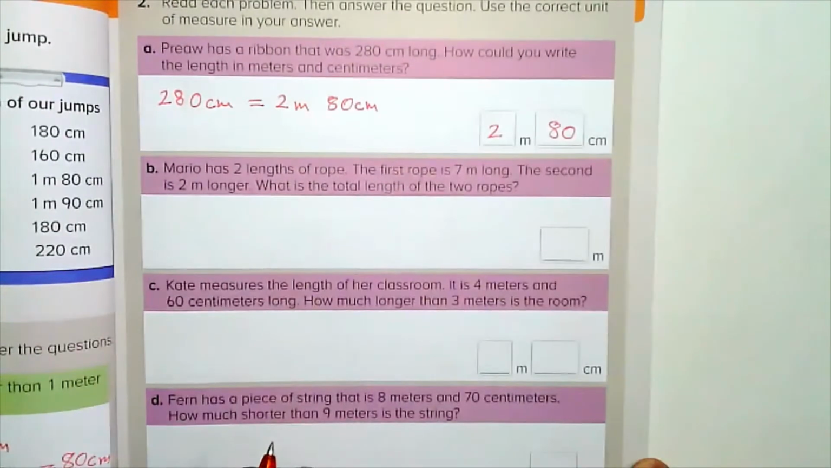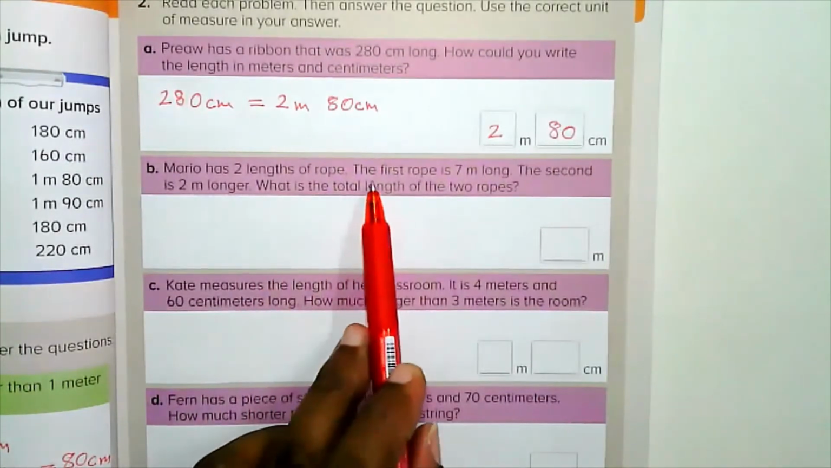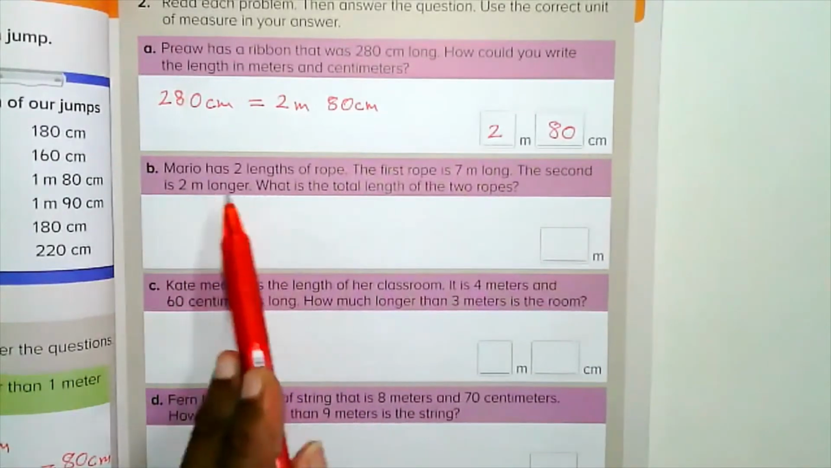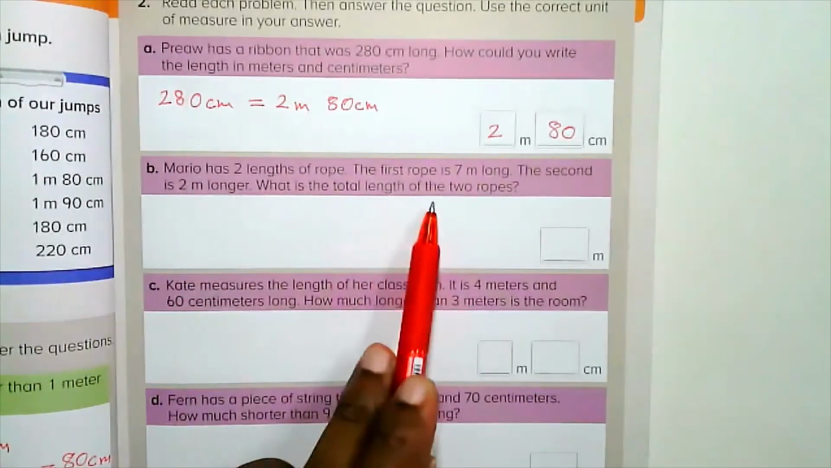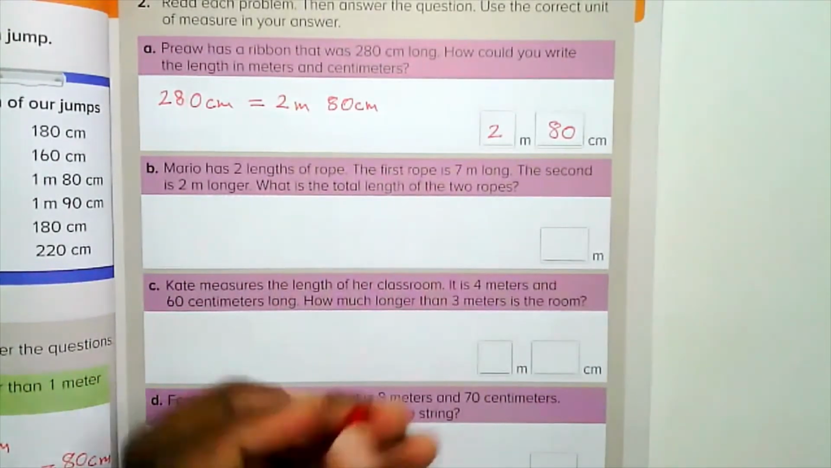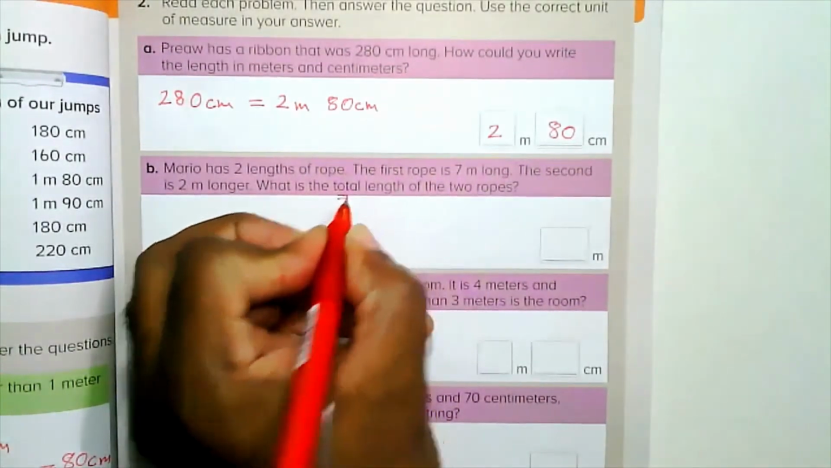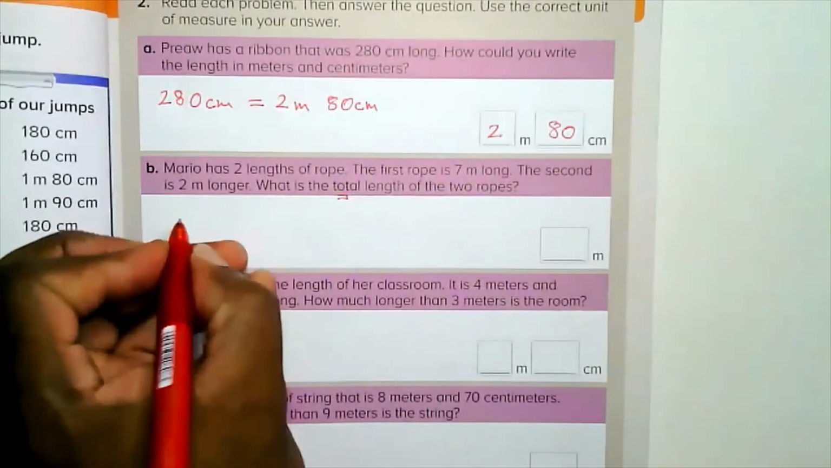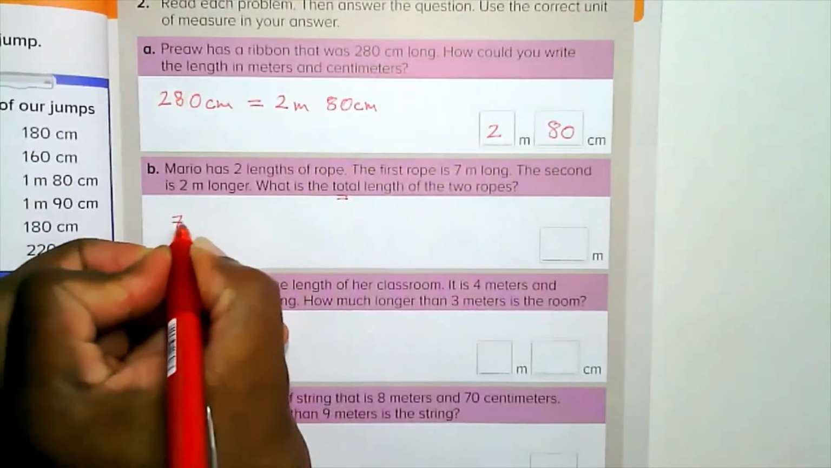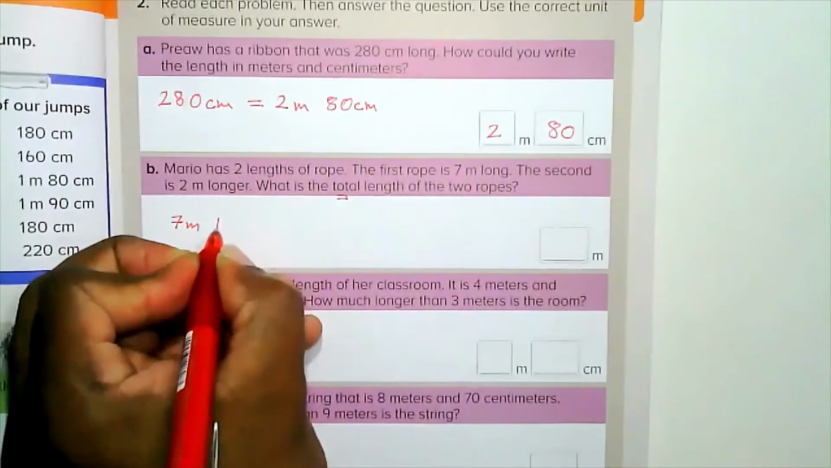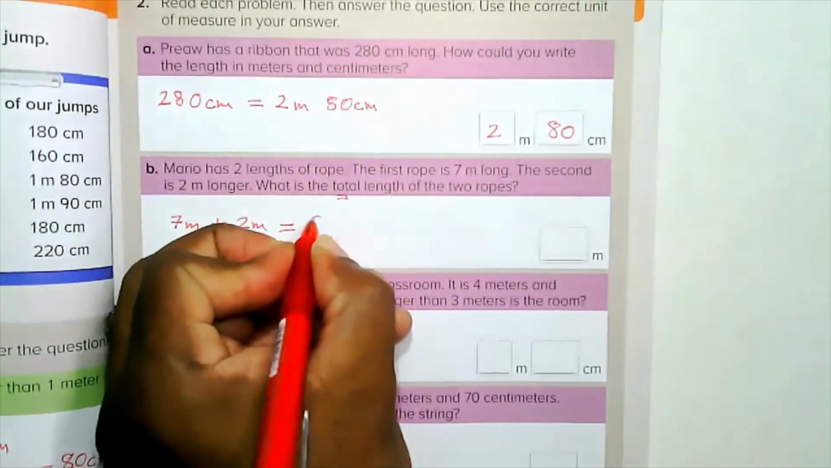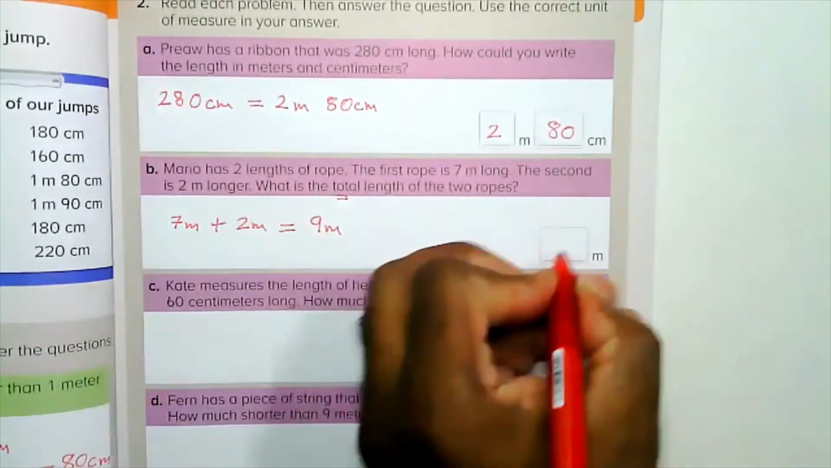Part B. Mario has 2 lengths of rope. The first rope is 7 meters long. The second rope is 2 meters long. What is the total length of the 2 ropes? The total. So that means we are adding. We're adding, so we're going to write 7 meters plus 2 meters, which is equal to 9 meters.